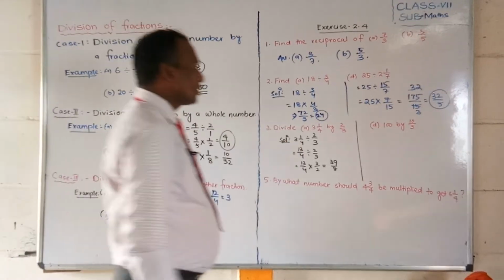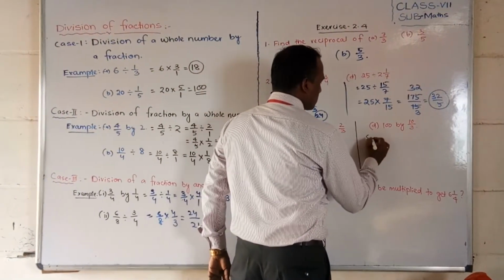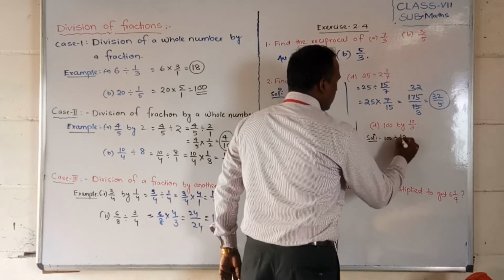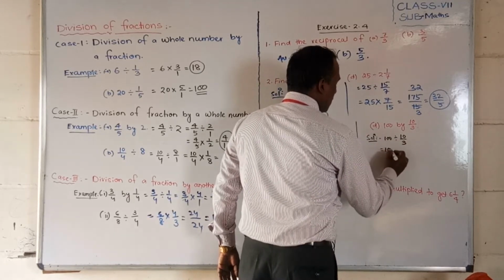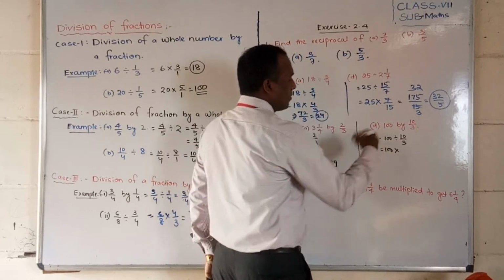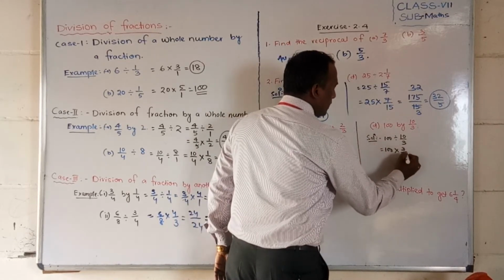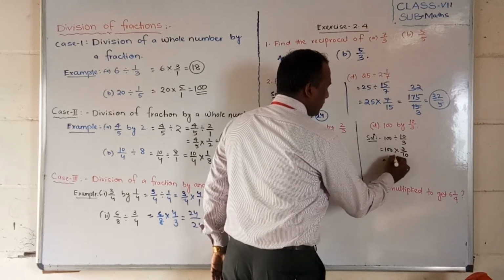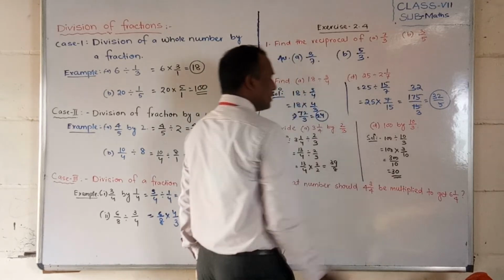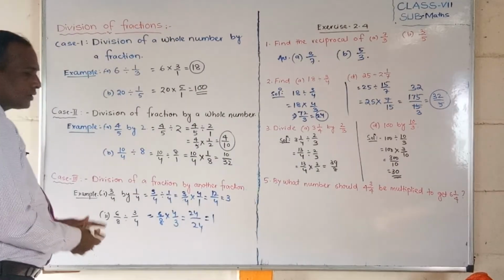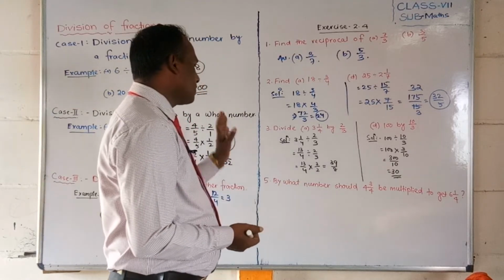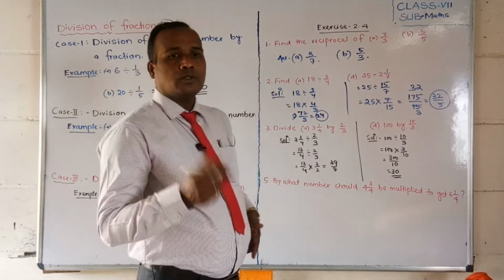Same like this, friends, you can do this: 100 divided by 10 by 3 is equal to 100 into the reciprocal of the divisor, 3 by 10. 300 by 10 is equal to 30. This is our answer. Okay. Now students, I have written question number 5. In word problems, you should read the question properly, and only then try to solve it.